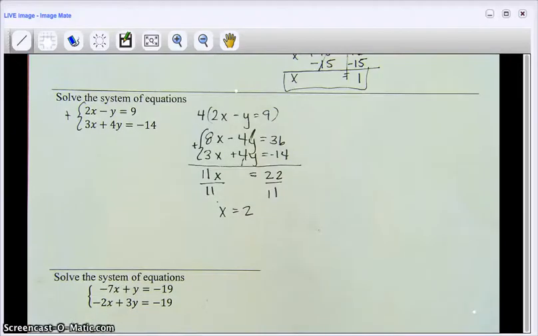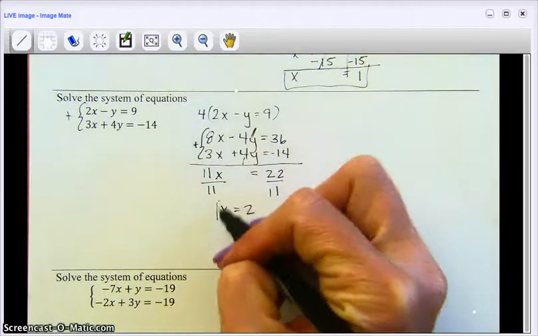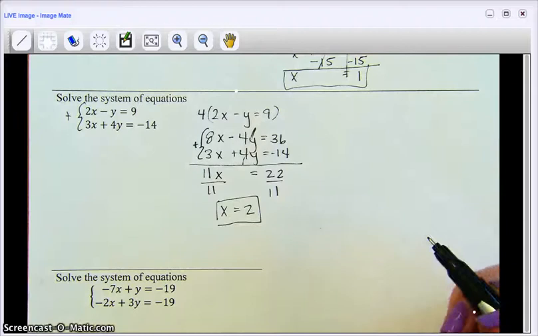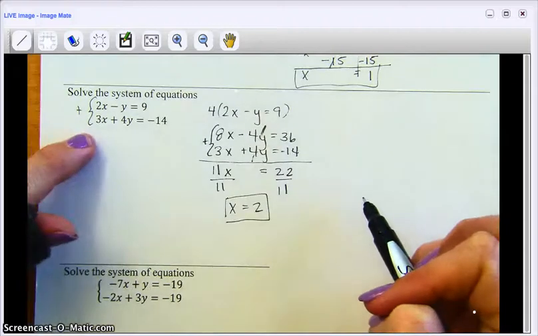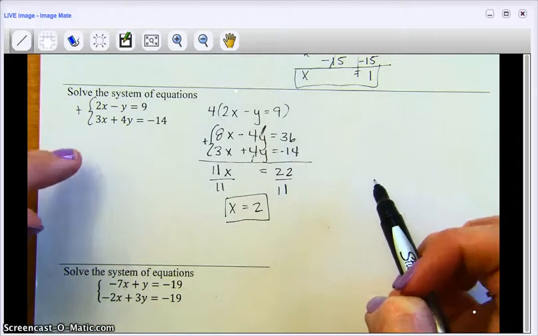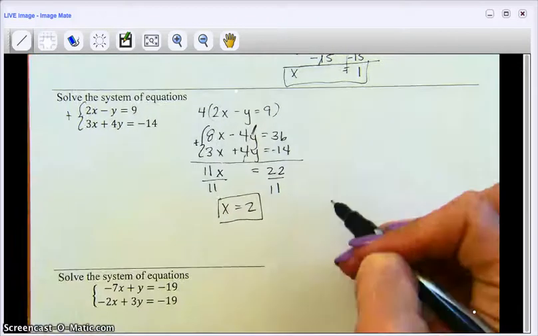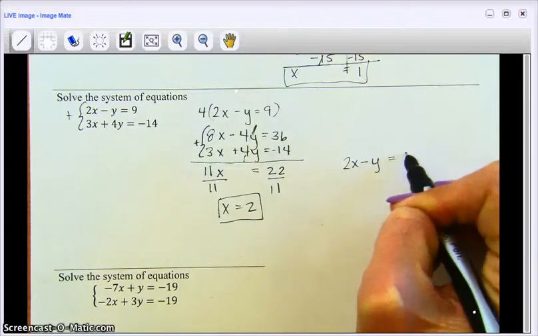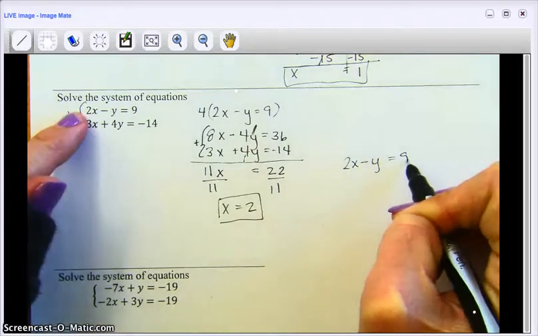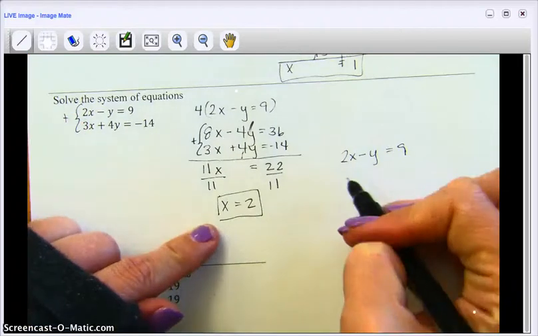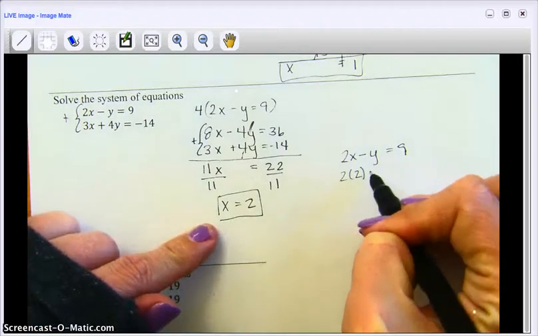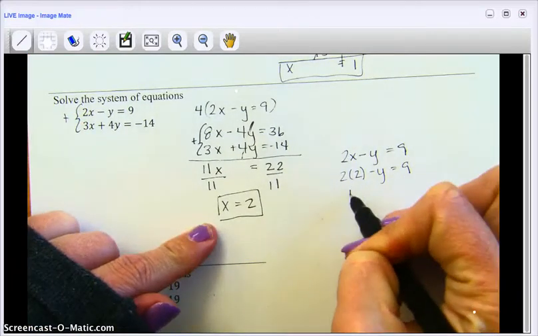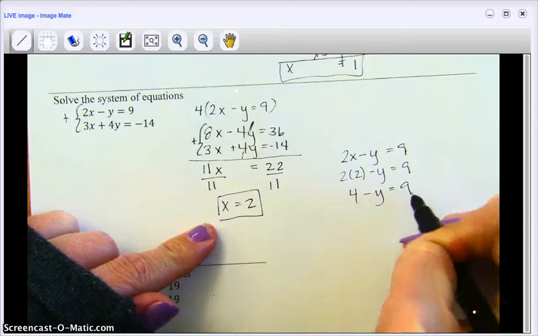Okay, so now that we have found x, we need to substitute that back into one of our original equations. And I'm going to pick, I don't know, this first one looks pretty easy to work with, so let's use that. 2x minus y equals 9. Use that one. And then I will substitute 2 in for x, so 2 times 2 minus y equals 9.